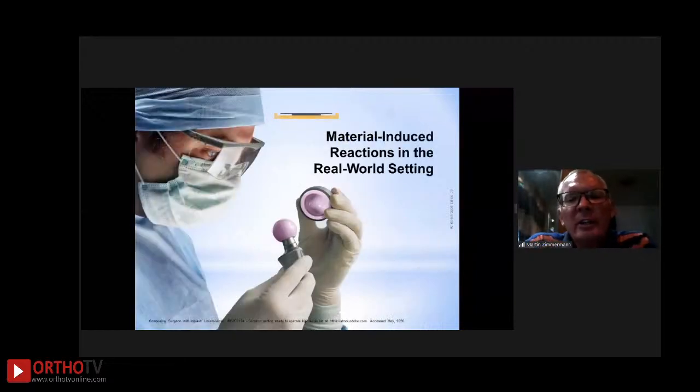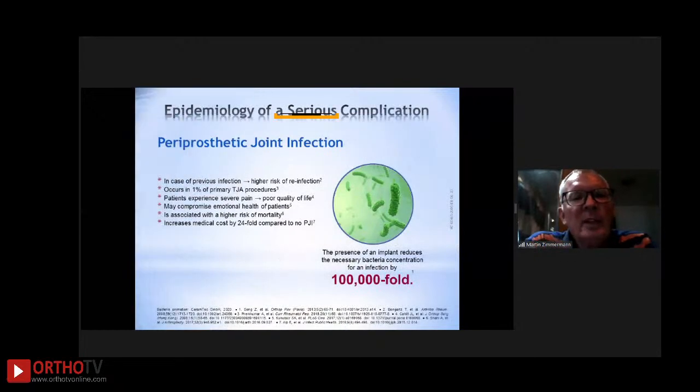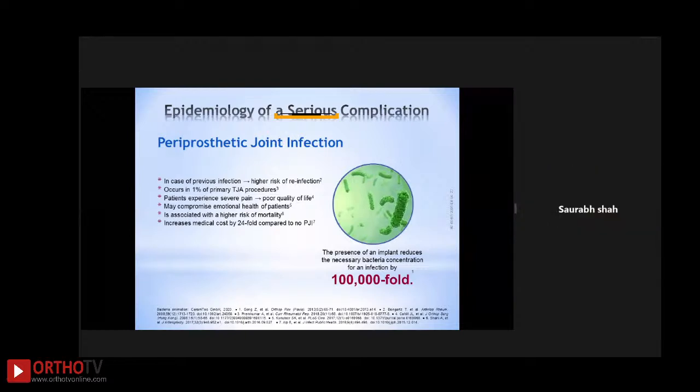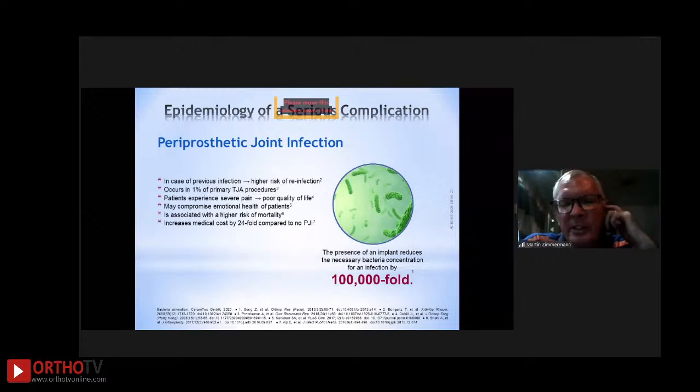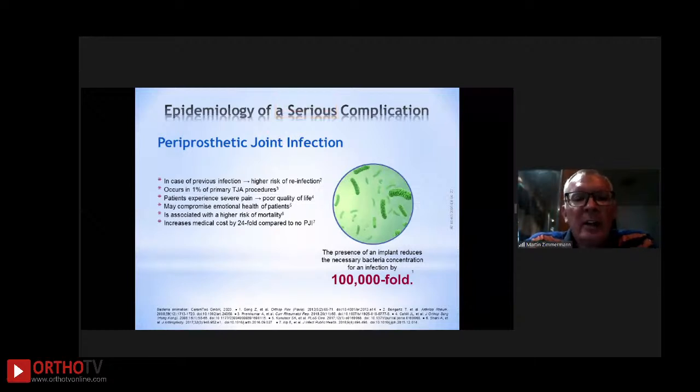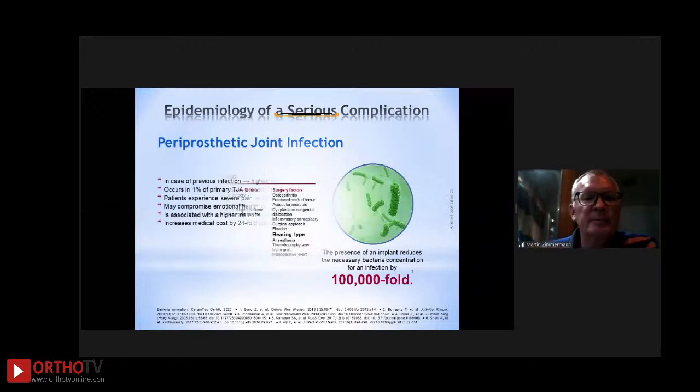The question is now, until now, I've shown you a lot of in vitro studies. What does that mean now in the real world setting, in the in vivo situation? Due to the limited time of my presentation, I focus now specifically on periprosthetic joint infection. As you know, the presence of an implant reduces the necessary bacteria concentration for infection by 100,000 times. We know also that in absolute value, in about 1% of primary total joint arthroplasty, we have the risk of infection. In case of a previous infection, there's a high risk of reinfection and so on and so forth. So it's very important if you can avoid PJI in total hip joint replacement.